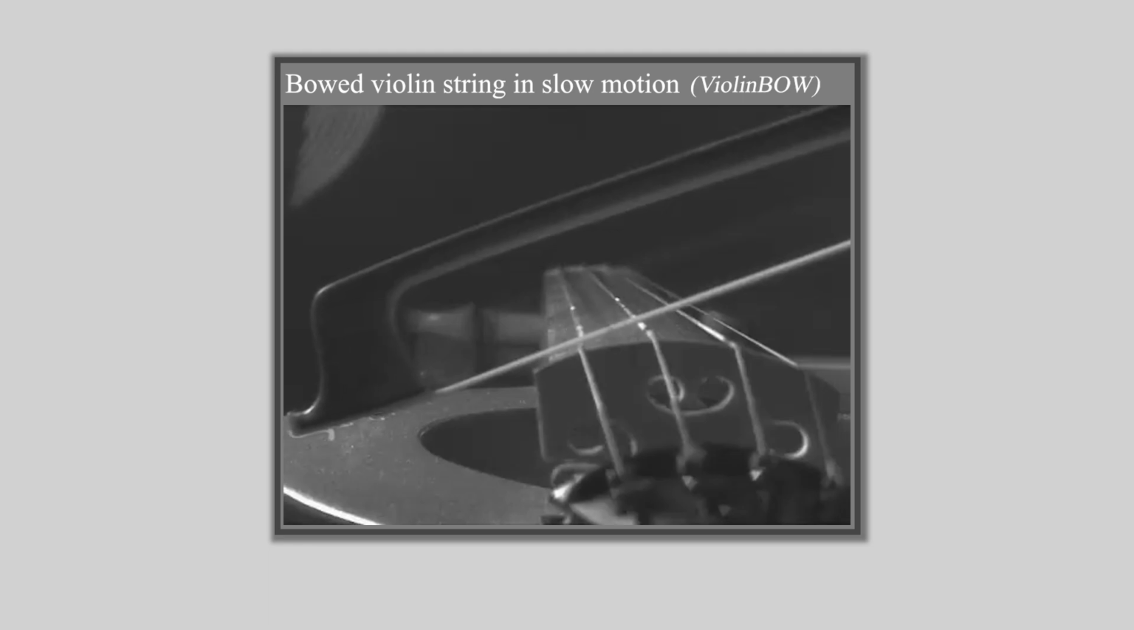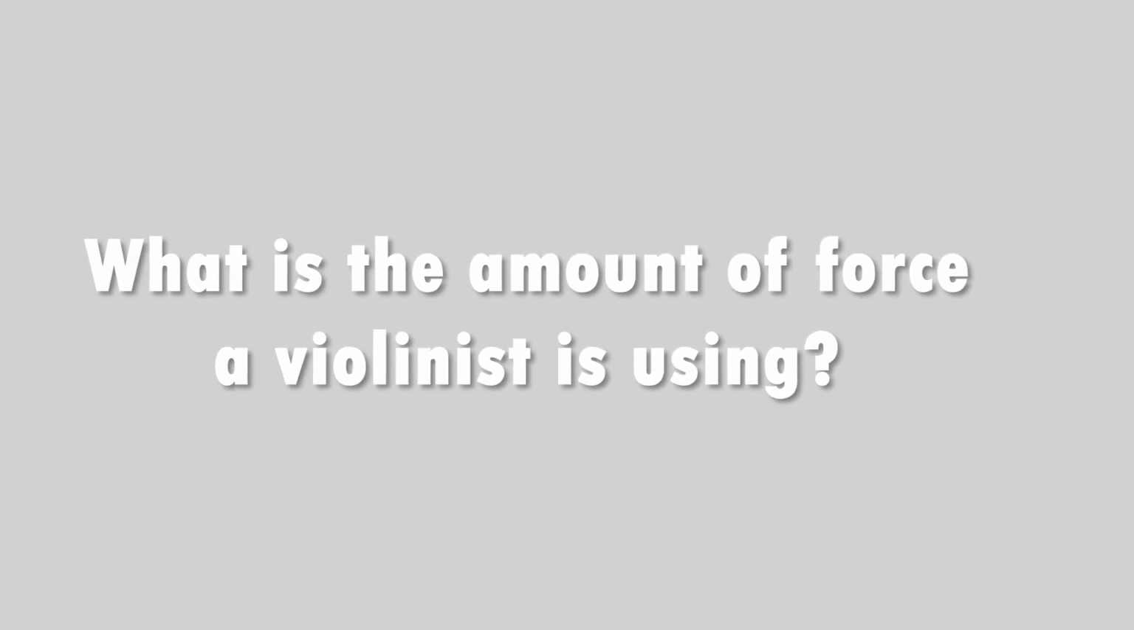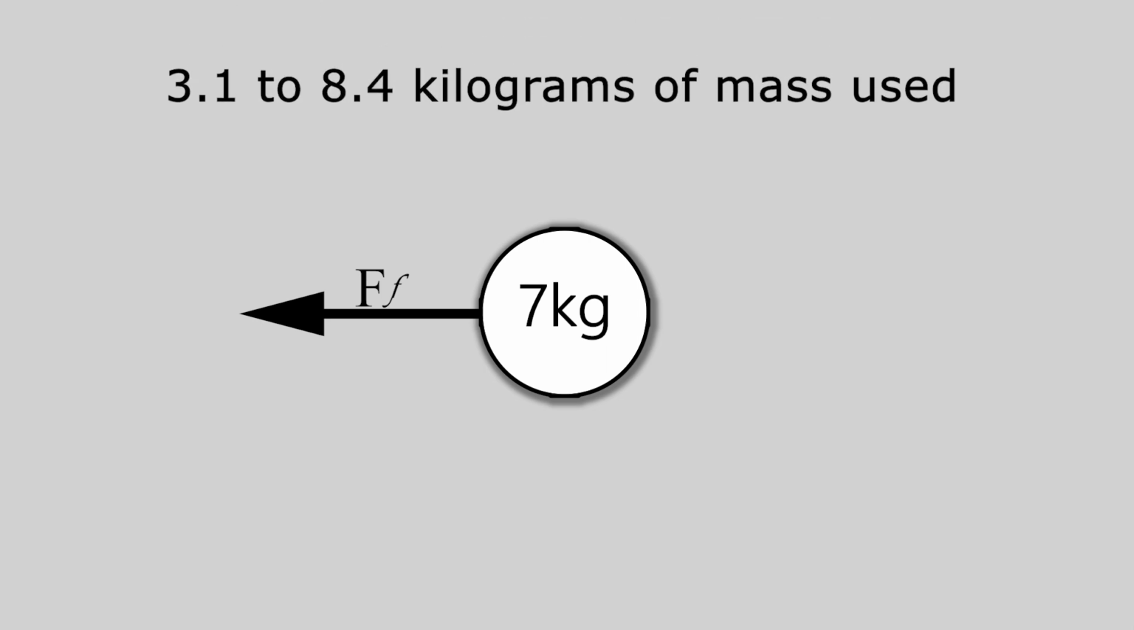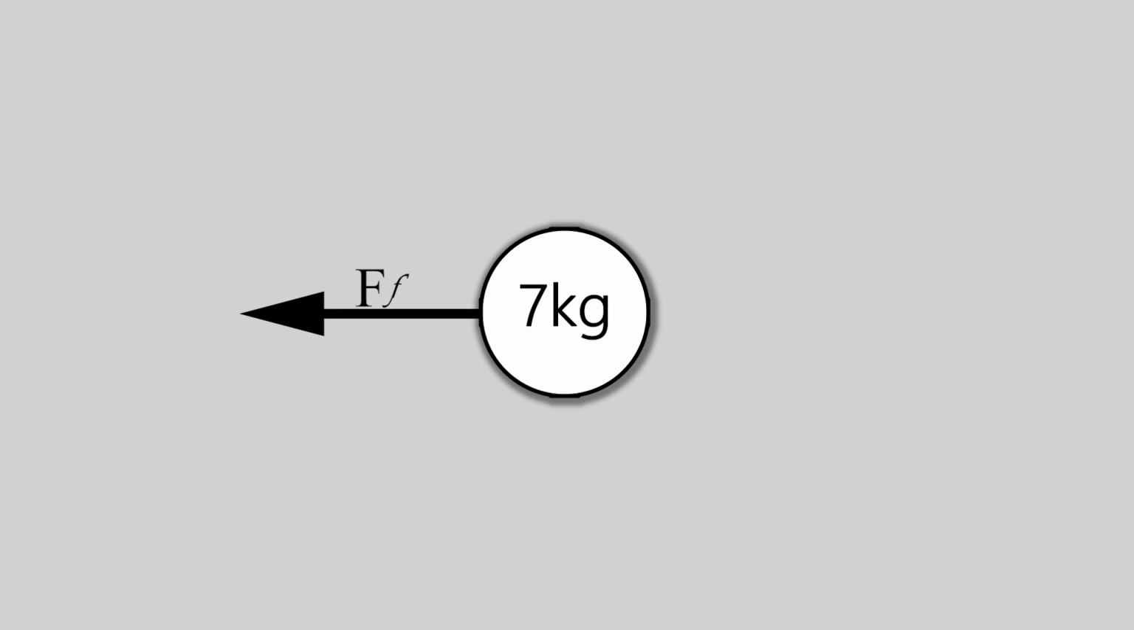How this is played is our main topic, friction. To have a clearer picture of how we can see this in motion, let's work out the amount of force a violinist is using. So let's try to figure out the force of friction first, which is Ff. The weight when holding the violin is 3.1 to 8.4 kilograms. Let's say 7 kilograms for now. To start, we need to figure out our forces. The forces that we have are the force of friction, force applied, force of gravity, and normal force.